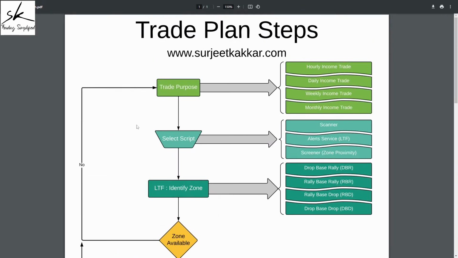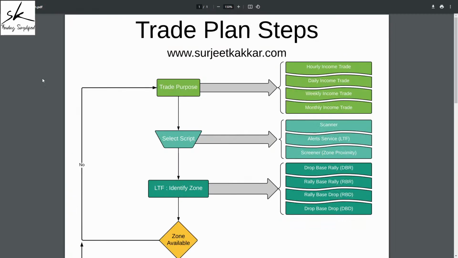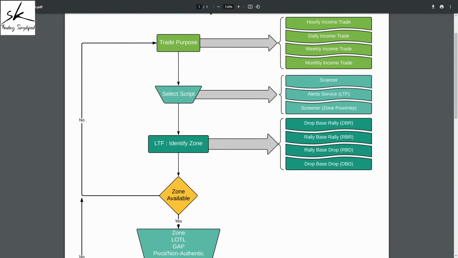Now, all these steps have their own elaborate rules, and those rules are available in the rule book. This rule book is a conservative approach. With time and experience, you can definitely make modifications to it to better suit your personality style. But at least you have a starting point to start planning your trades in a very mechanical and rule-based way. So what is our step number one whenever we start planning our trade?